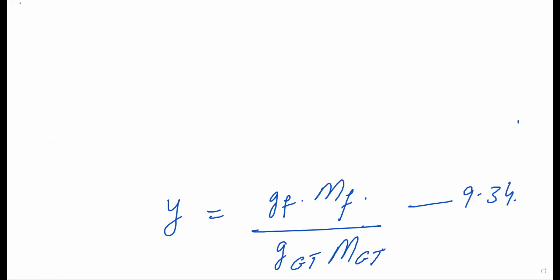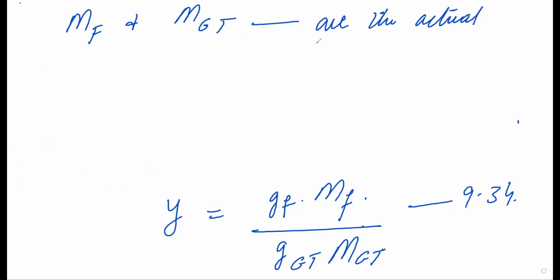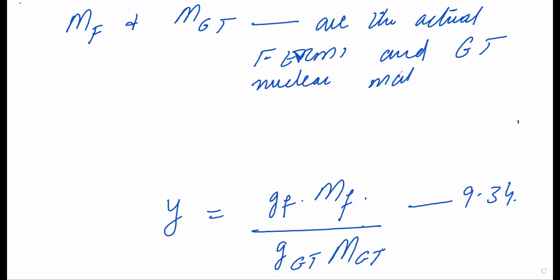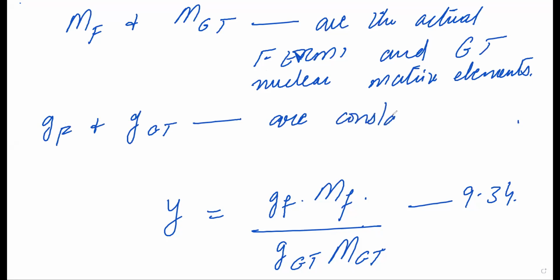Okay, so in this case, MF and MGT are the actual Fermi and GT nuclear matrix elements, and GF and GGT are constants. Okay.